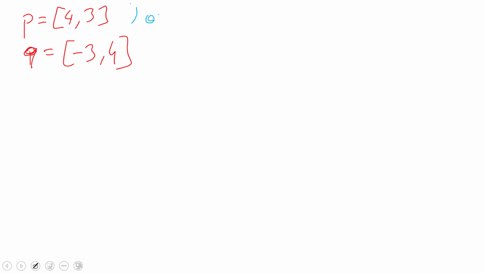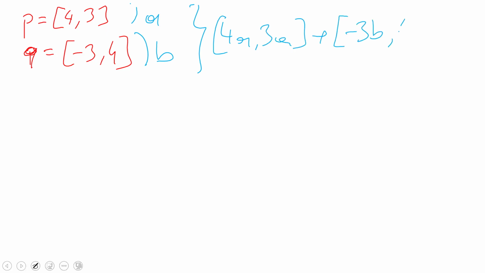Let's give an example of linearly independent vectors. The orthogonals that we described before should be linearly independent. We'll take p equals (4, 3) and q equals (-3, 4), and we'll multiply p with a and q with b. We get (4a, 3a) plus (-3b, 4b) equals the zero vector.